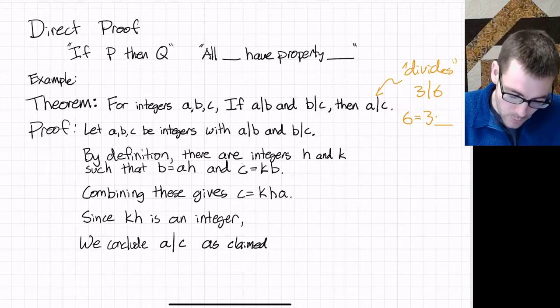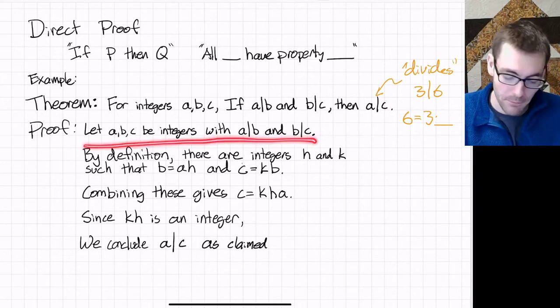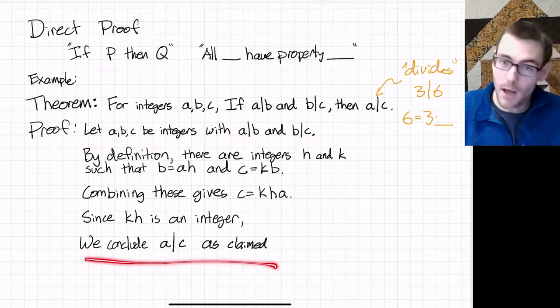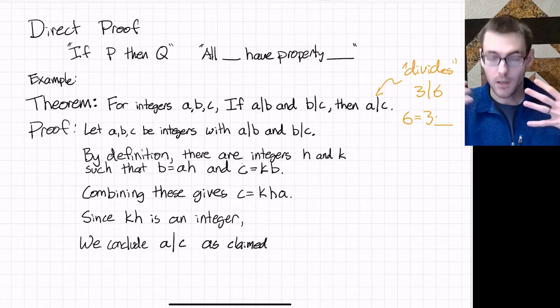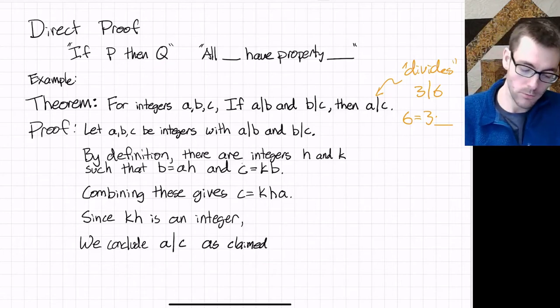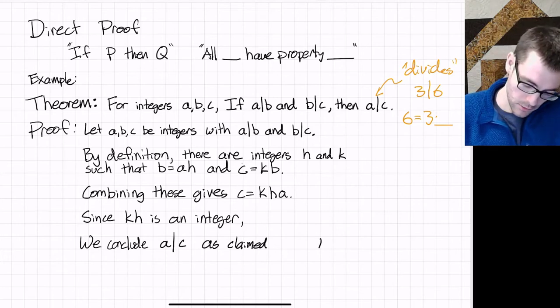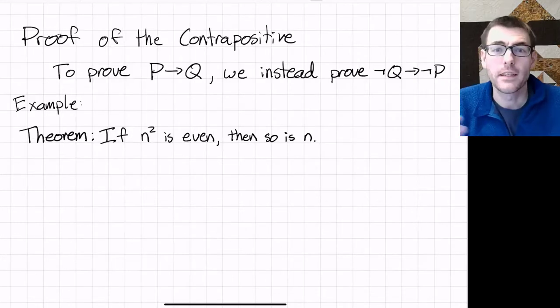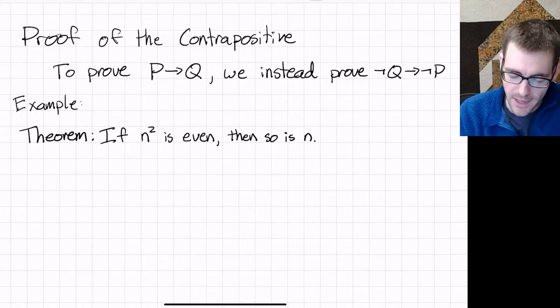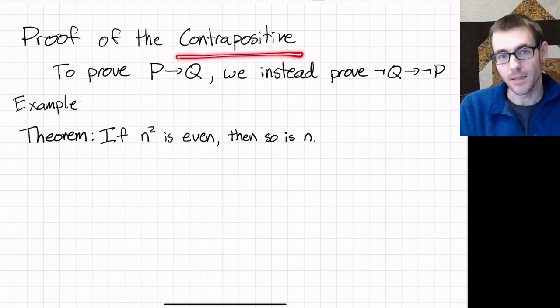We have assumed our initial statement, we have assumed that P statement, and we have ended up through some logical steps resulting in the Q statement. Right? So now that we're done, QED. Okay, second technique. Instead of proving something directly, we're going to instead prove the contrapositive.